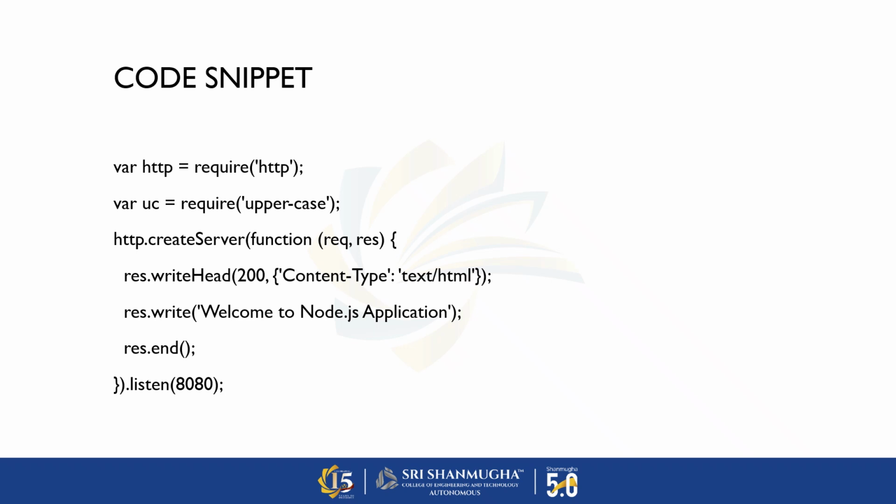This is the basic example code snippet of how our Node.js application looks. Node.js is basically for creating a web server, an HTTP web server. So the HTTP module is imported using the require method. Then we'll be creating the server and listening on port 8080.